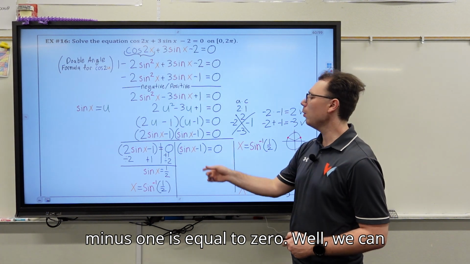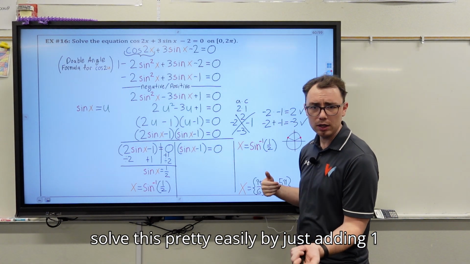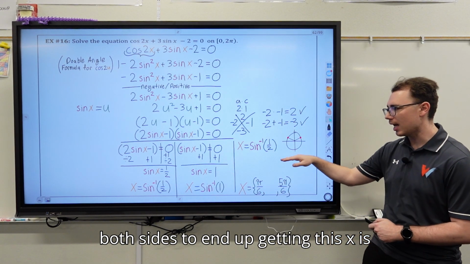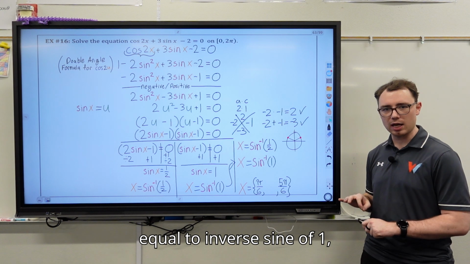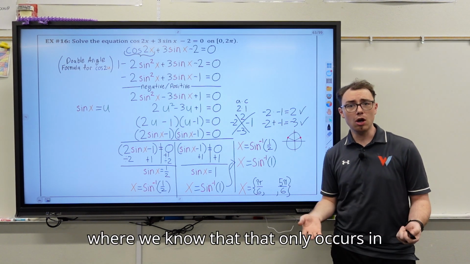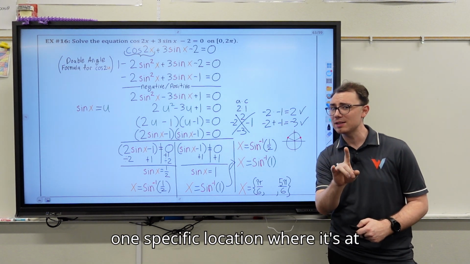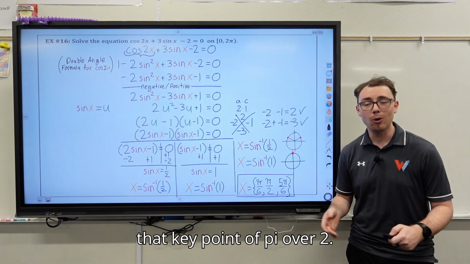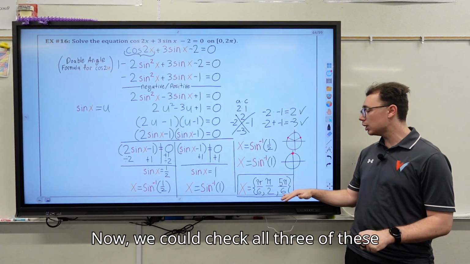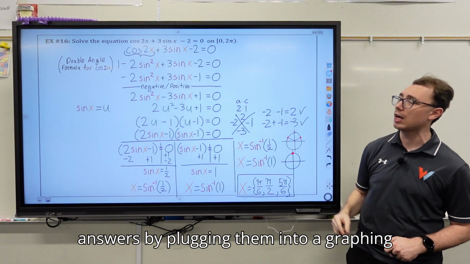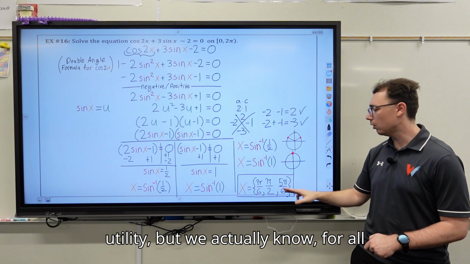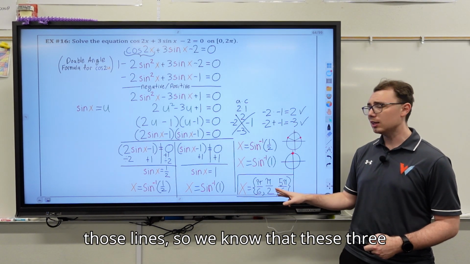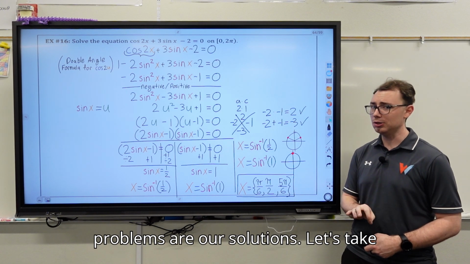Well, we can solve this pretty easily by just adding 1 to both sides, and we take the inverse of both sides to end up getting this x is equal to inverse sine of 1, where we know that that only occurs in one specific location where it's at that key point of pi over 2. Now, we could check all 3 of these answers by plugging them into a graphing utility, but we actually know for all 3 of these, we didn't happen to square any values or do anything along those lines, so we know that these 3 problems are our solutions.